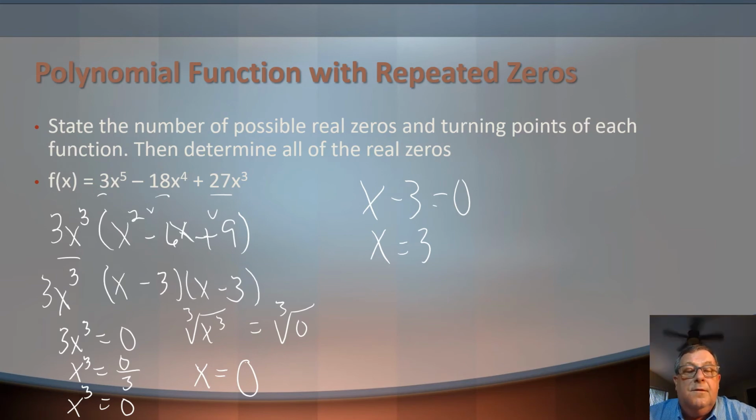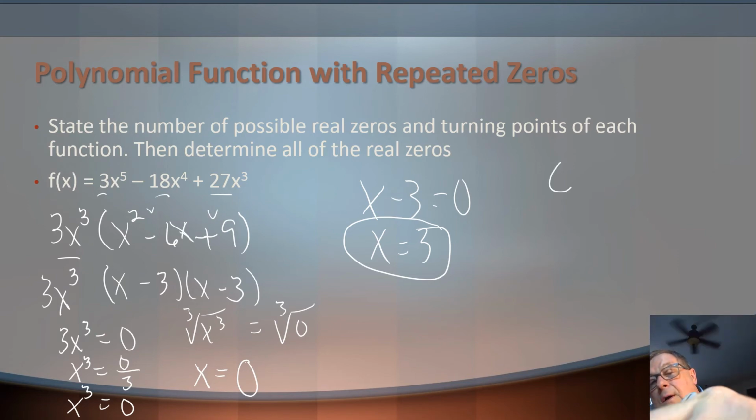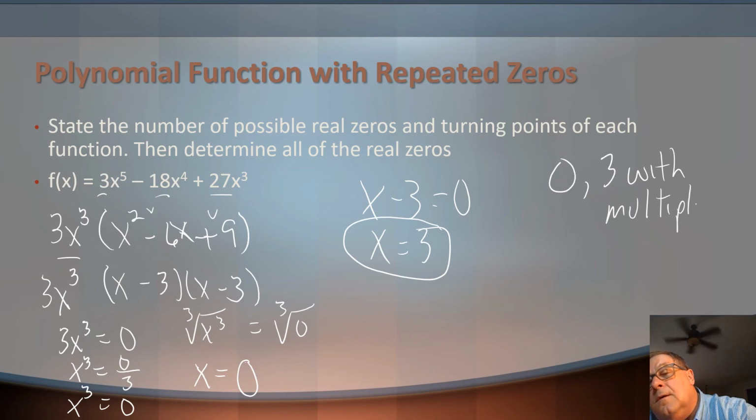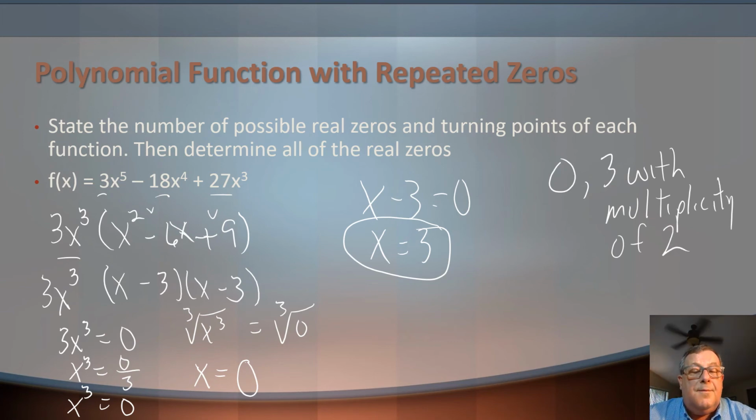But I got that twice. I got x minus 3 times x minus 3. So we have a repeated 0 when x is equal to 3. So we got a 0 at 0, and we got a 0 at 3, and we say that that's with multiplicity of 2. In other words, it happens twice. And we might even be able to say that we got multiplicity of 3 with that 0.